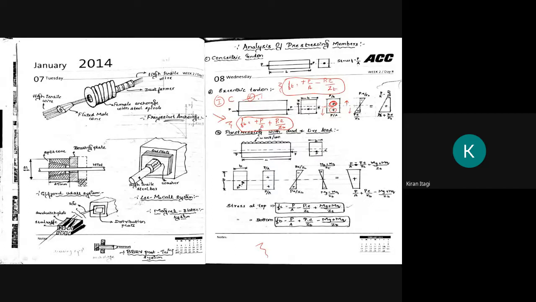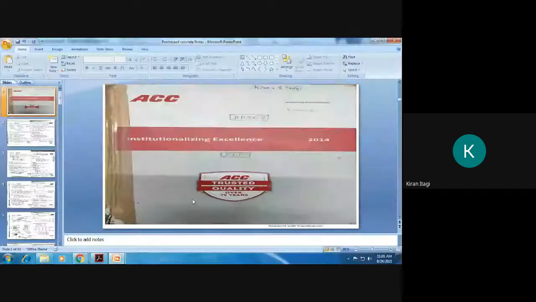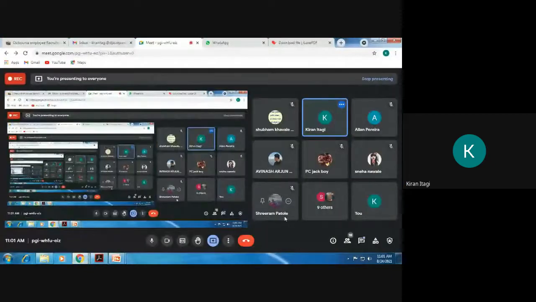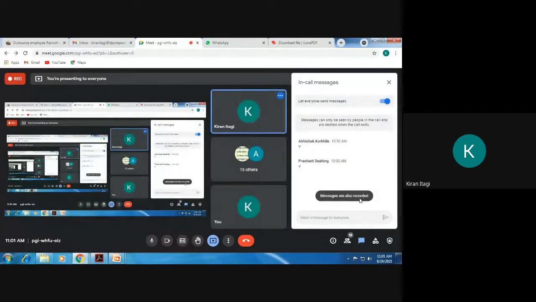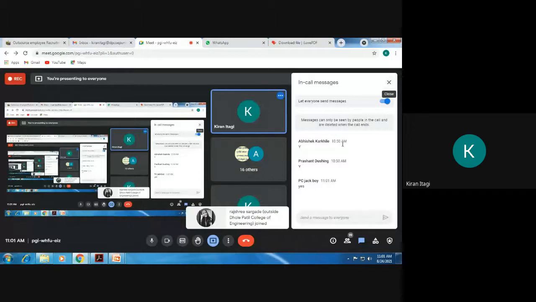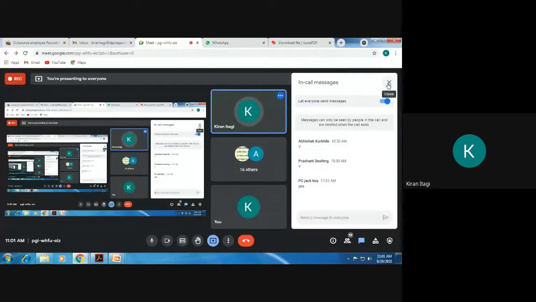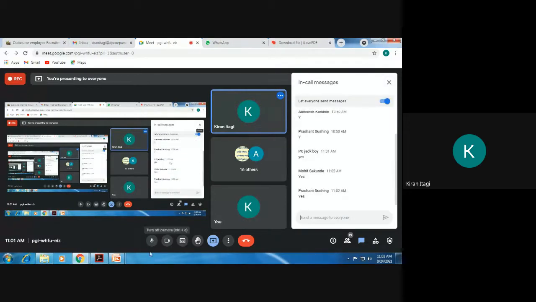So remember, for the eccentric tendon, the formula is like this, and this is without loading. Whether it is visible or not, just comment yes or no. Was it visible? Others, was the PPT visible to you correctly?